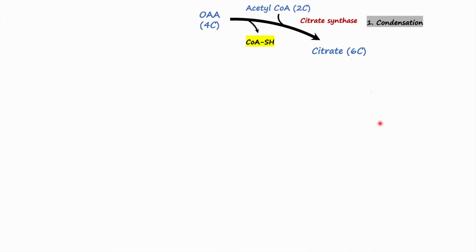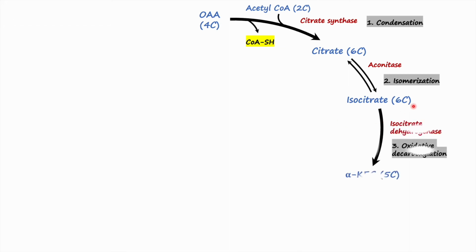Now, the second reaction is the isomerization of citrate to isocitrate, and the reaction is carried out by the aconitase enzyme, which is a reversible reaction. The third reaction is the oxidative decarboxylation of isocitrate to alpha-ketoglutarate with the help of the enzyme isocitrate dehydrogenase, and this is the second irreversible reaction of the citric acid cycle. This reaction also reduces NAD to NADH, and it releases a carboxyl group as carbon dioxide, and by doing that the product, alpha-ketoglutarate, now has 5 carbon atoms.